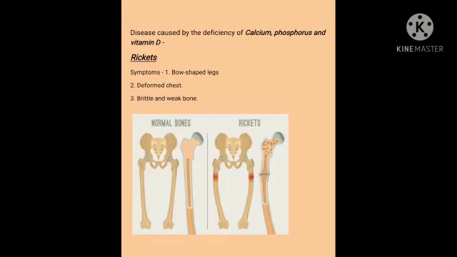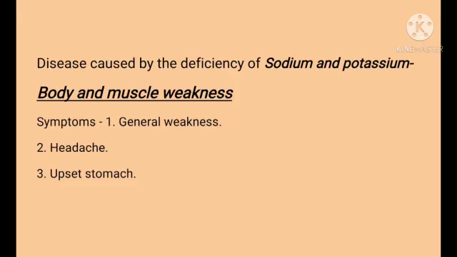Now students, the disease caused by the deficiency of calcium, phosphorus and vitamin D is rickets. Its symptoms are bow-shaped legs, as you can see in the diagram, deformed chest, brittle and weak bones. Now the disease which is caused by the deficiency of potassium and sodium is body and muscle weakness. Its symptoms are general weakness, headache and upset stomach.